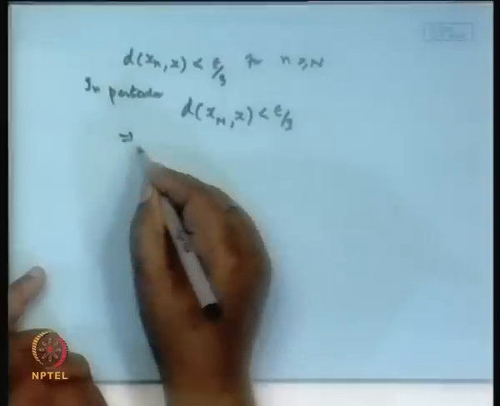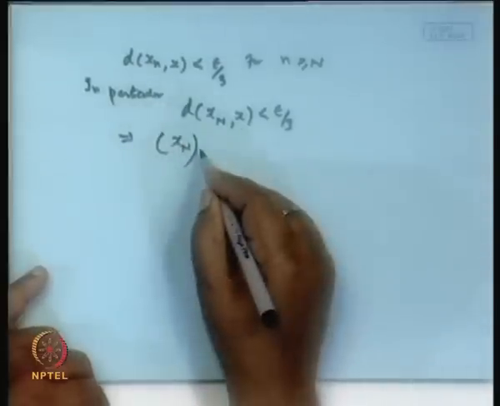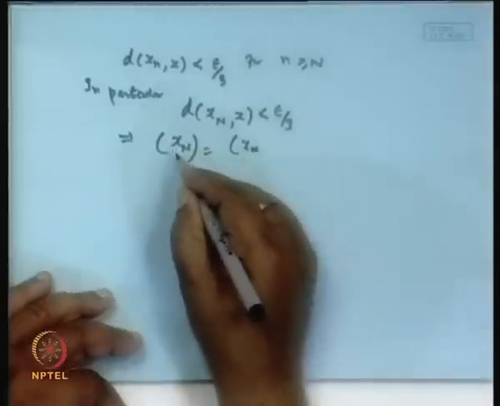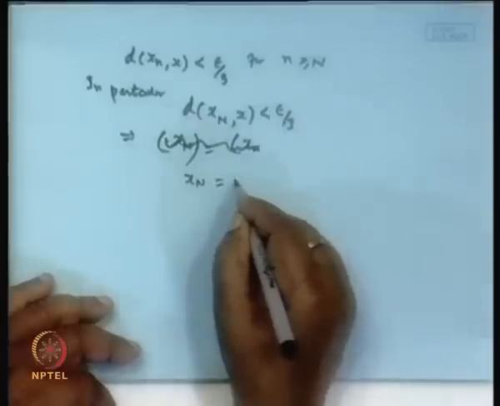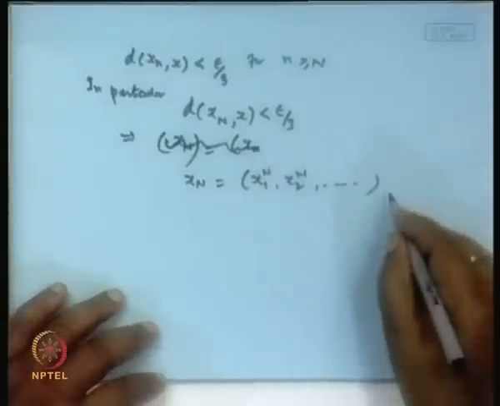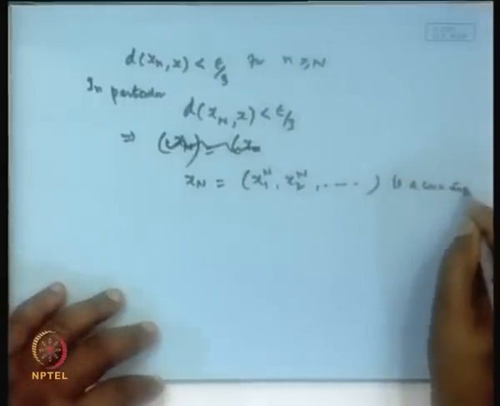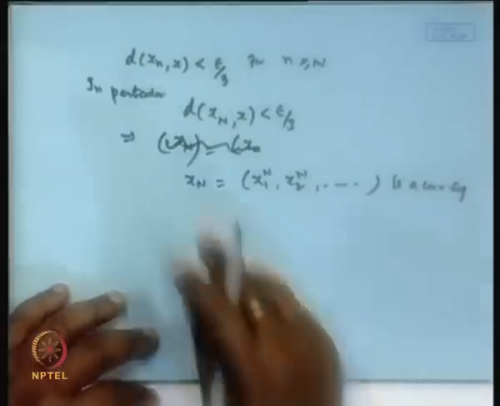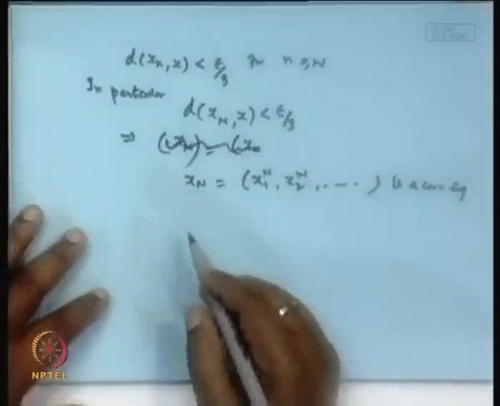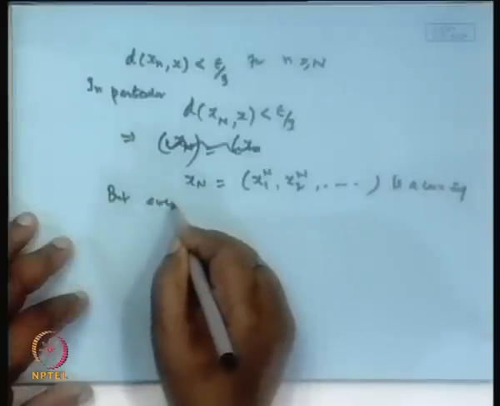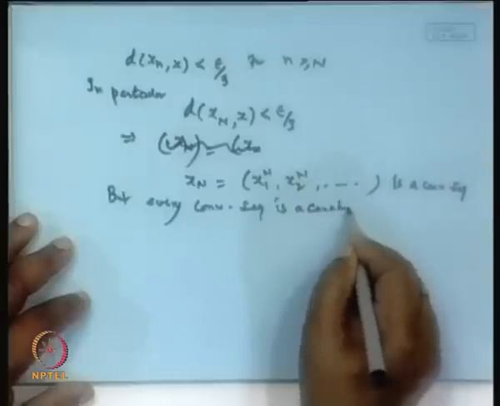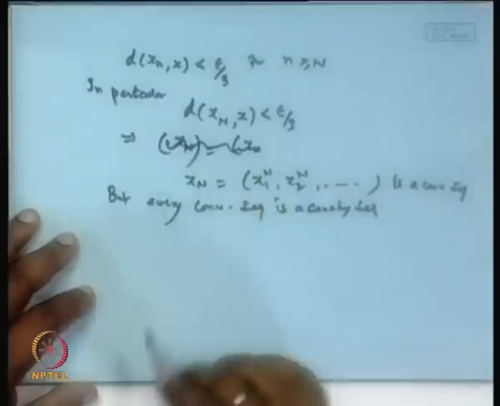It means the sequence x_n, which is x_1^n, x_2^n and so on, is a convergent sequence, because it converges to x. Every convergent sequence is a Cauchy sequence. So, this has to be a Cauchy sequence also.